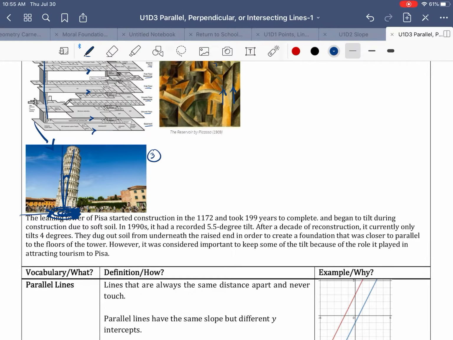They considered it important to keep some of the tilt because of the role it played in attracting tourism in Pisa. Since so many people came to Pisa to see the Leaning Tower of Pisa, if they made it not lean anymore, it would kind of lose some of its appeal. But it took 10 years to fix, which is kind of crazy.